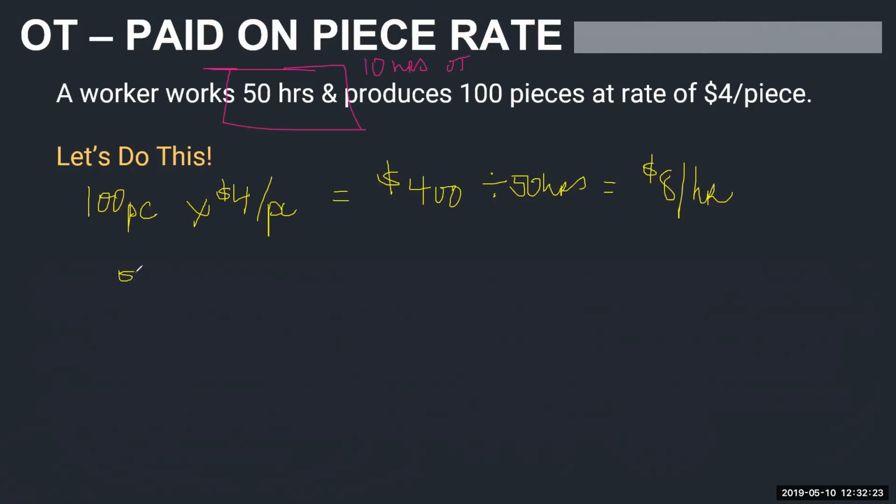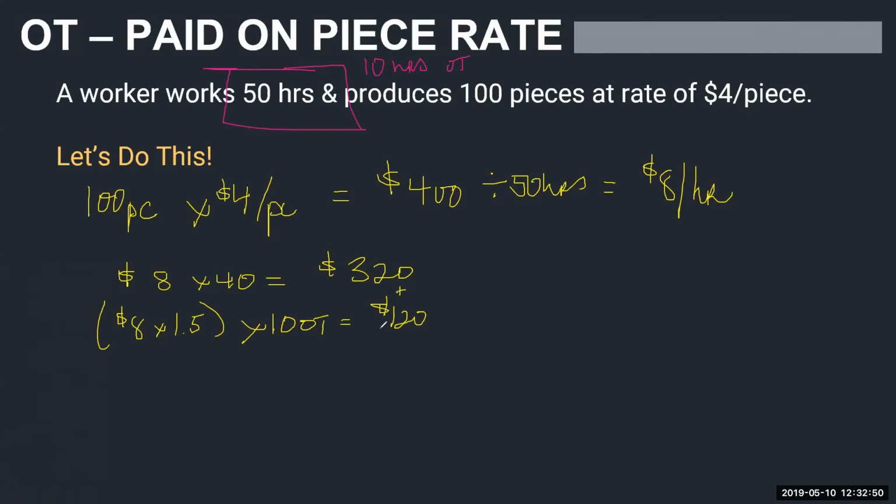So now that I understand what this worker is being paid, at $8 an hour, at 40 straight hours, that's $320. At $8 an hour times 1.5, which is basically now $12, times the 10 hours of overtime that we already acknowledged in the pink font, that's $120. I add straight time and overtime and I get $440.